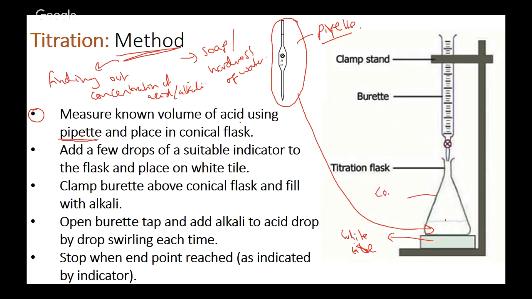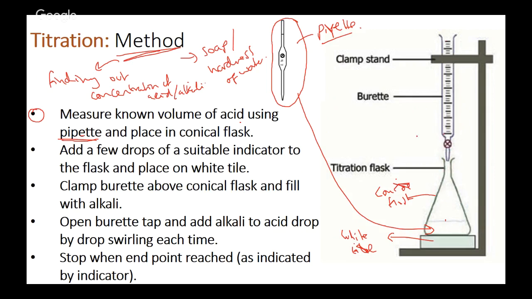Here then, you've got your conical flask, your known volume of acid, and your white tile. Your indicator is in the flask. Now you don't often use universal indicator. You'll often use something with just one clear endpoint, so one clear colour change that's going to tell you that that is no longer an acid. So something like phenolphthalein or methyl orange.